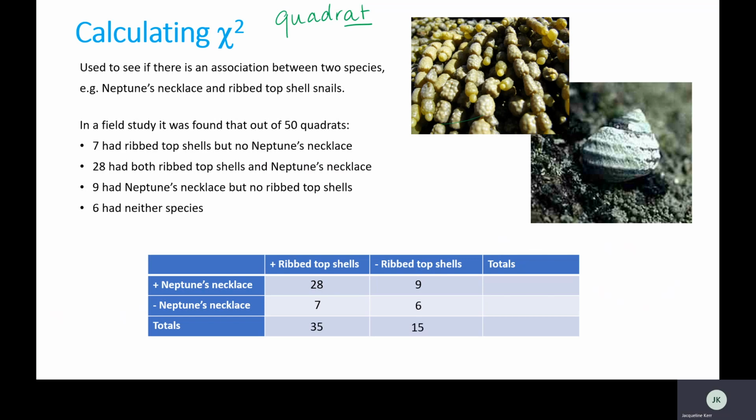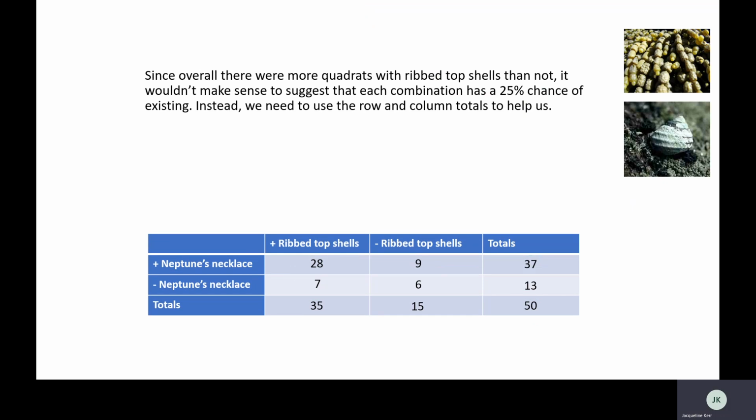But just putting that information in, and then the totals for each row going across, and then each column as well. So 28 and 7 is 35, and then 35 and 15 here equal 50, the total number of quadrats, and these two should equal 50 as well if you've done it correctly. All right, keep that table there.